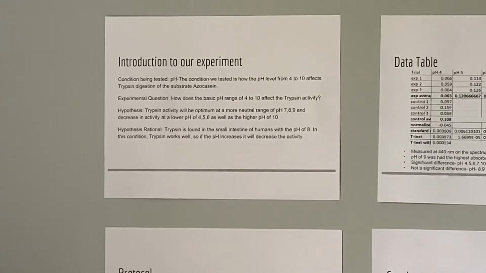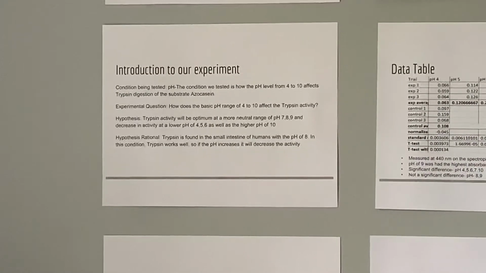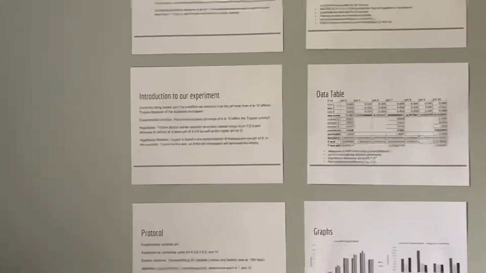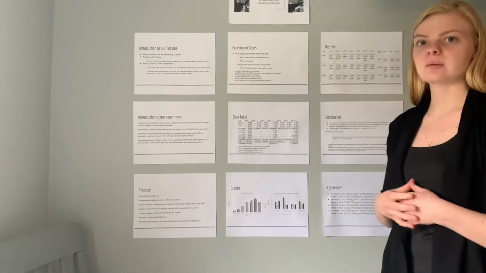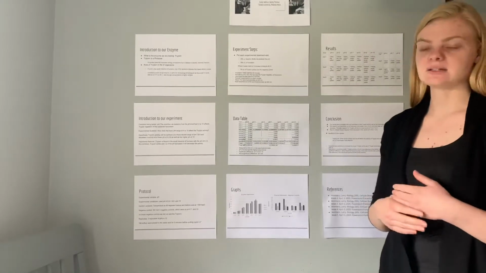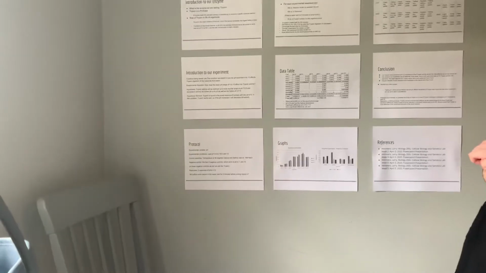A rationale behind this was that since trypsin is found in the small intestines at the pH of 8, it works very well in this condition. So if it varies from that, either decreasing or increasing that pH, it will decrease in activity. So next we're going to go into our protocol of this experiment.